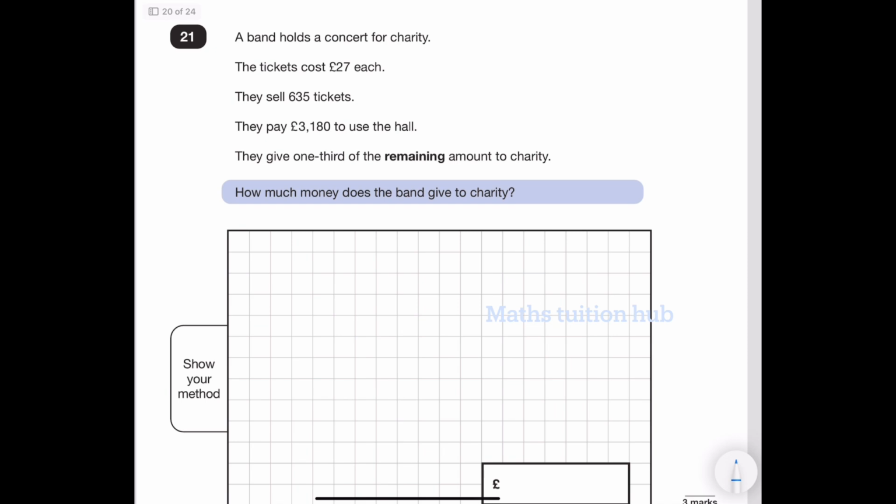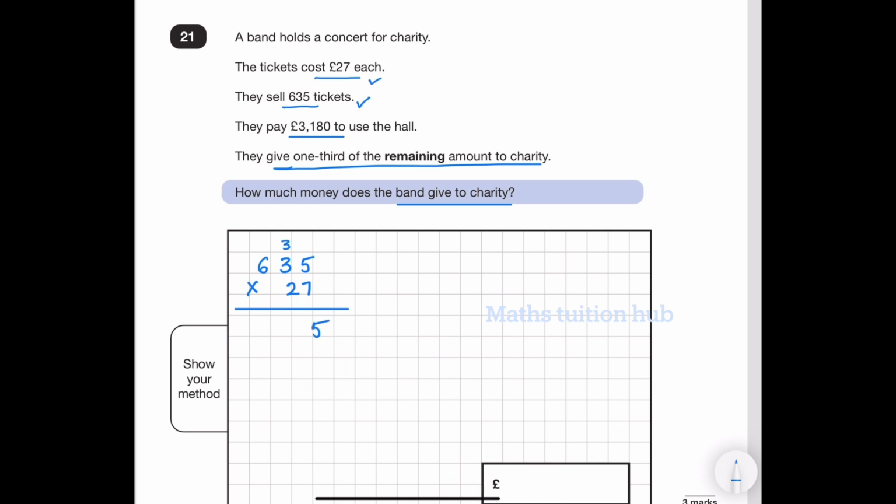A band holds a concert for charity. The tickets cost £27 each. They sell 635 tickets. They pay £3,180 to use the hall. They give 1/3 of the remaining amount to the charity. How much money does the band give to the charity? So let's say they sold tickets for £25 each, and they sold 635 tickets at 25 each. Let's see how much they raised now through the tickets.